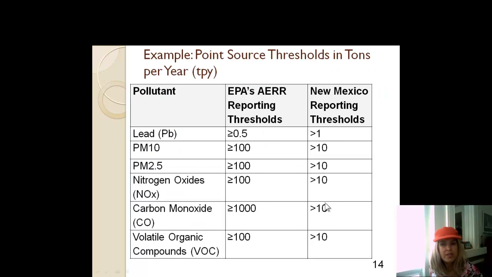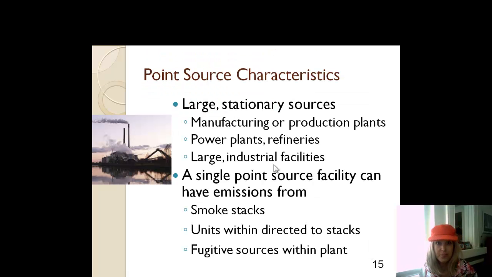So this is just an example. This is the state threshold, the New Mexico state threshold for what's big enough to count as a point source. You can see that New Mexico says, hey, you emit more than 10 tons per year of VOCs or carbon monoxide, and we want you reporting as a point source. We want those calculations just for you. Whereas EPA says you have to be gigantic. You have to be emitting more than 1,000 tons of carbon monoxide for us to care about you as an individual point. So this is where this confusion comes in as to what is a point source.